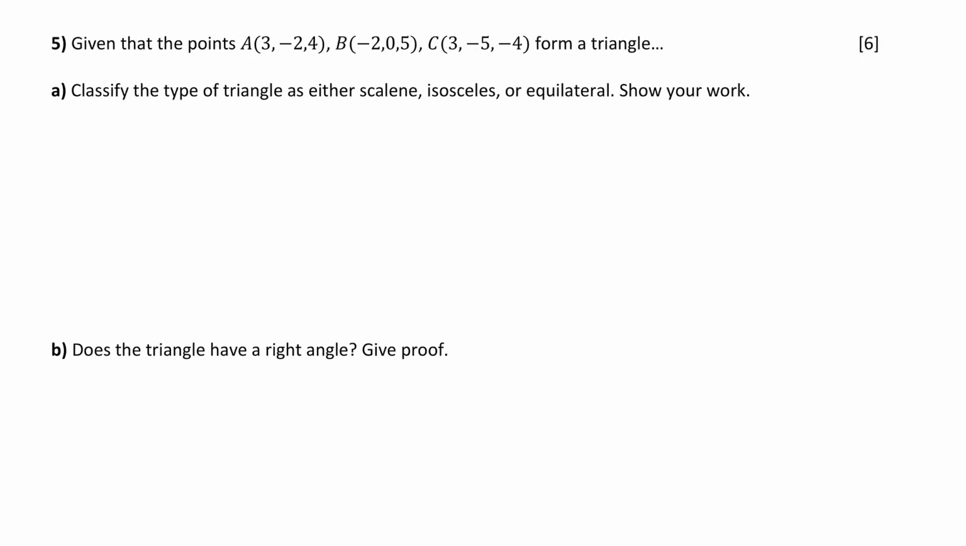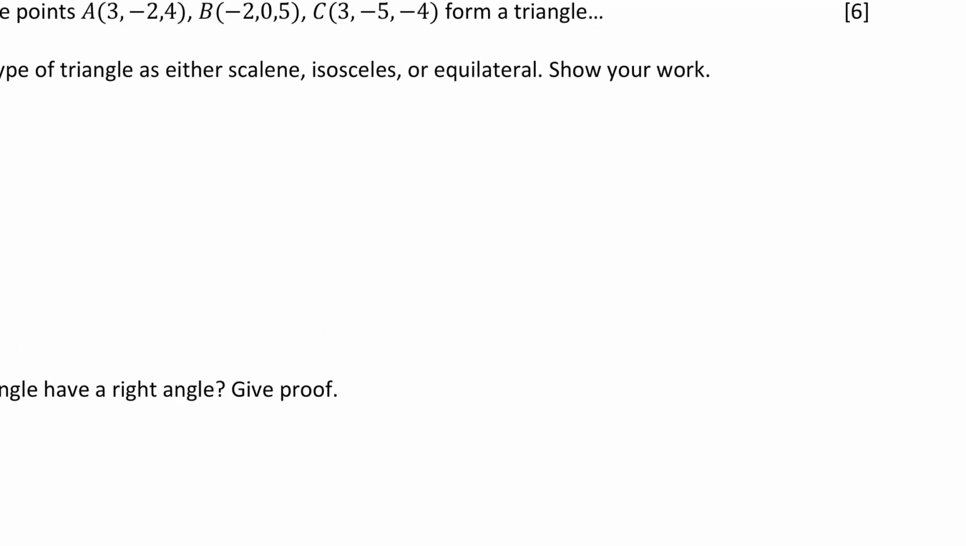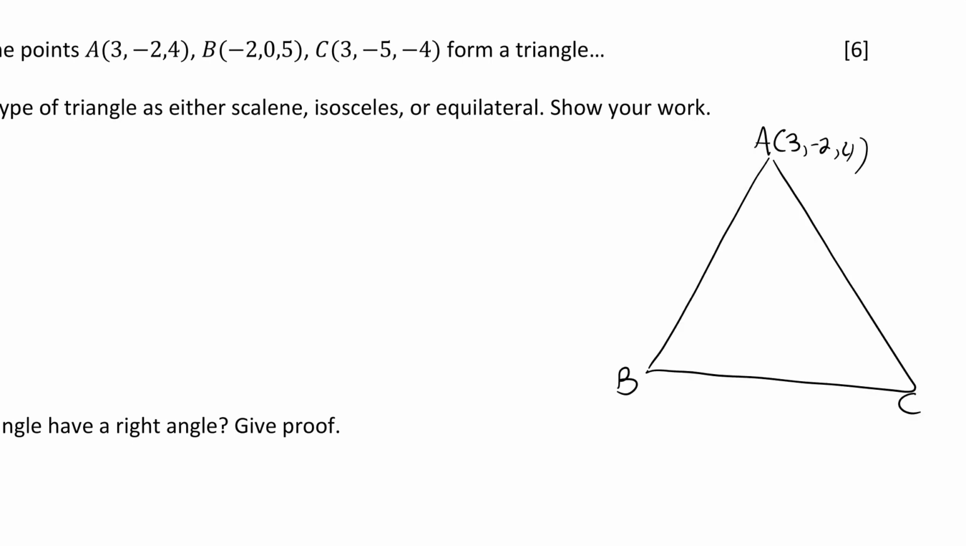All right, almost done. Question 5. I've got 3 points that form a triangle. I want to classify the type of triangle as either scalene, isosceles, or equilateral, and I need to show my work. So I'm going to have to find the magnitude of the 3 sides that form this triangle. It might help if I just do a rough sketch of this triangle. Now, this triangle is not in the right orientation by any means, but I just wanted to have a diagram so I could visualize what vectors I'm going to be finding.